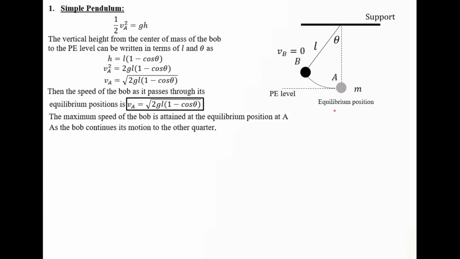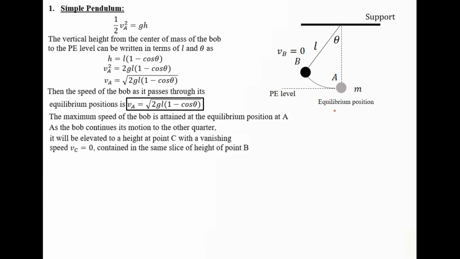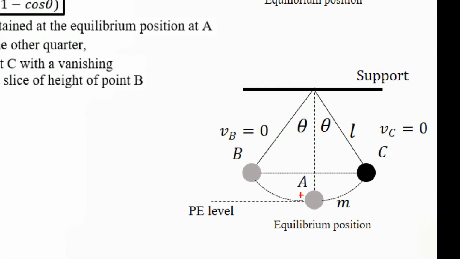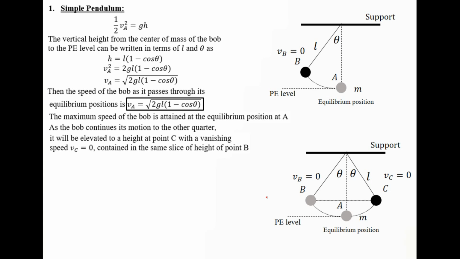As the bob continues its motion to the other quarter, it will be elevated to a height at the point C with a vanishing speed Vc, at the same height as point B. So in the first quarter, the bob moves from B to A, attaining a maximum speed at the point A. Then it will elevate to a point C. What I'm trying to say here is that C and B are at the same level simply because there is no dissipation of energy due to frictional forces. And this is anticipated due to conservation of mechanical energy.